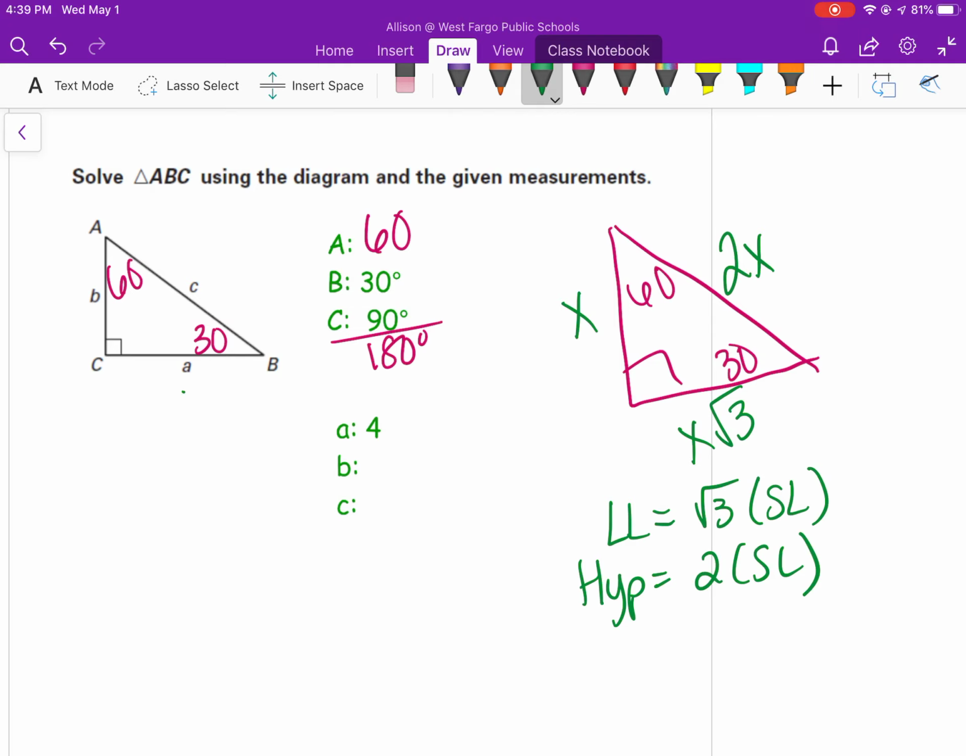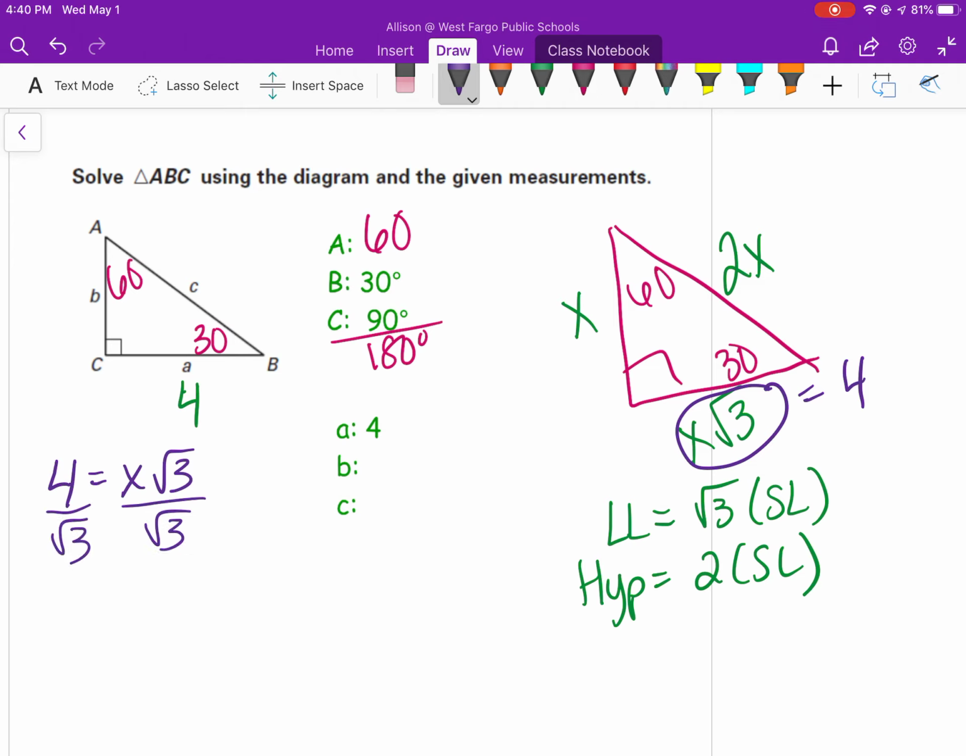I know the side across from the 60 is 4, so I know the long leg. So I know that this one right here equals 4. So if I set that up, the long leg equals x square roots of 3, or the short leg, times the square root of 3. Then I can divide the square root of 3 on both sides to get the short leg. And then you have to rationalize that. So 4 divided by the square root of 3 will be 4 square roots of 3 over 3.